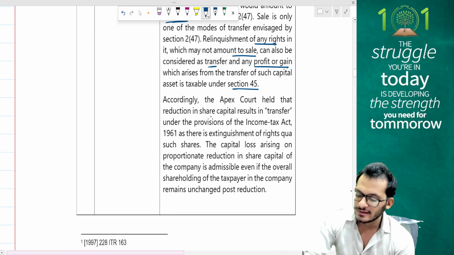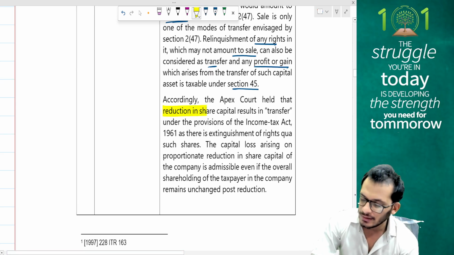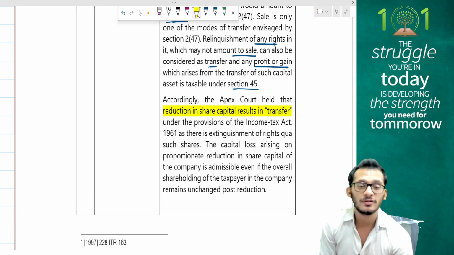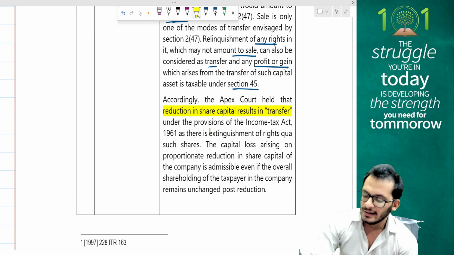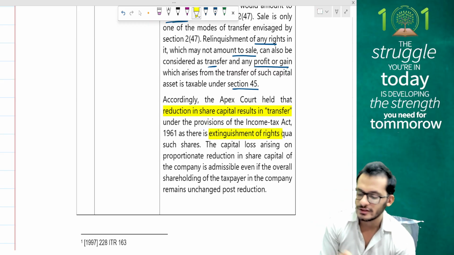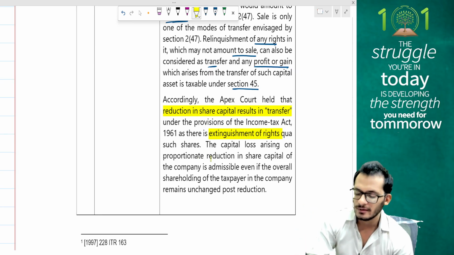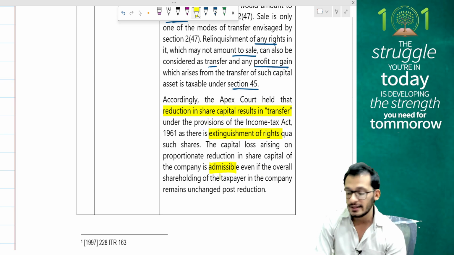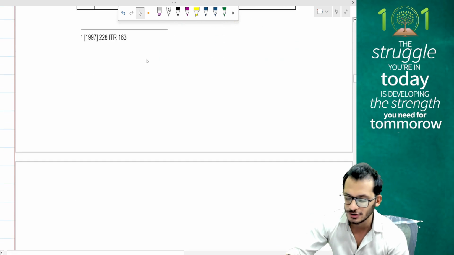Accordingly, the Apex Court has held that reduction of share capital does result in transfer under the provisions of the Income Tax Act, as there is an extinguishment of rights in such shares. The capital loss arising from the proportionate reduction in share capital is admissible even if the overall shareholding of the taxpayer has not changed post-reduction.